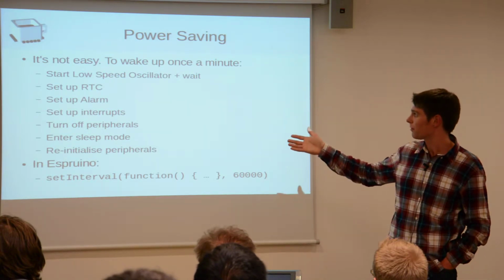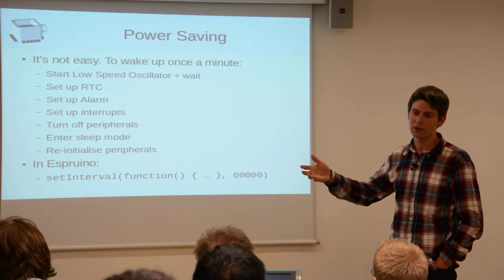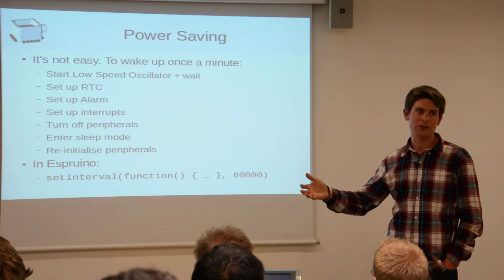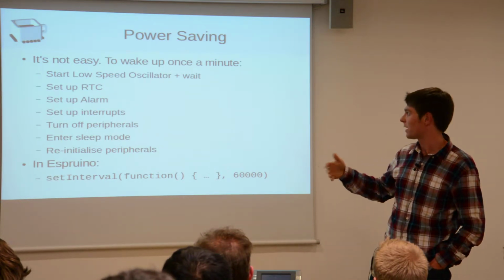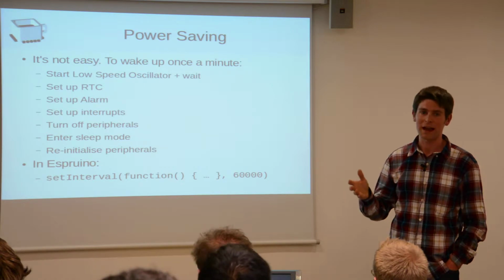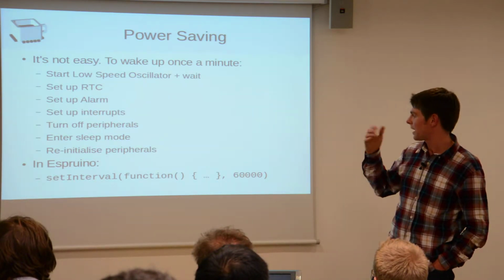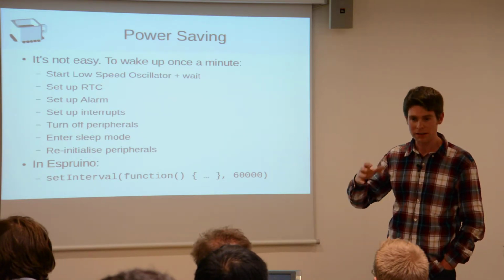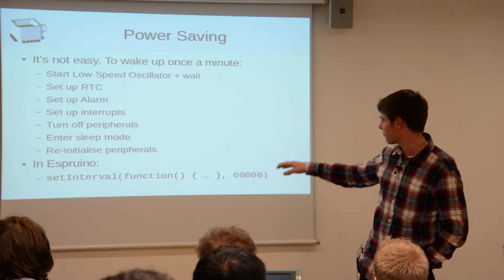So the power saving itself is not easy. You've got to do all this stuff, and usually that involves looking at the data sheet, the reference manual, which is probably like 1,000 pages, and then looking at the hardware abstraction layer and trying to figure out what it is doing and what you have to call to make it happen. And that's something that I've had to spend a lot of time doing. But the end result is that you just write one line and you've got something that will immediately put it into deep sleep and you don't have to care about it. And that will call the function every 60 seconds.